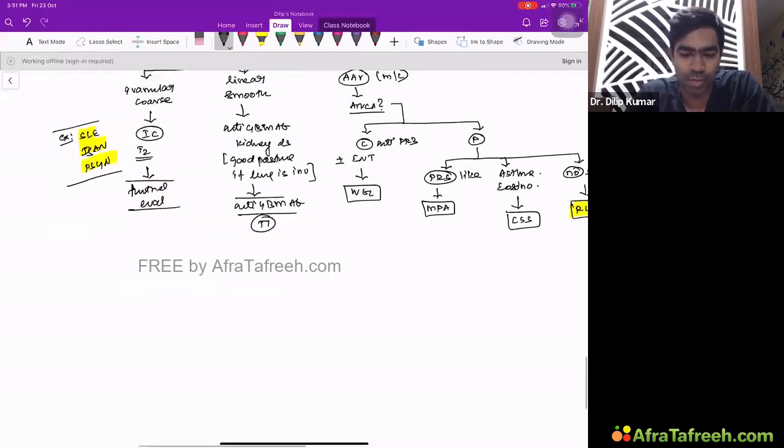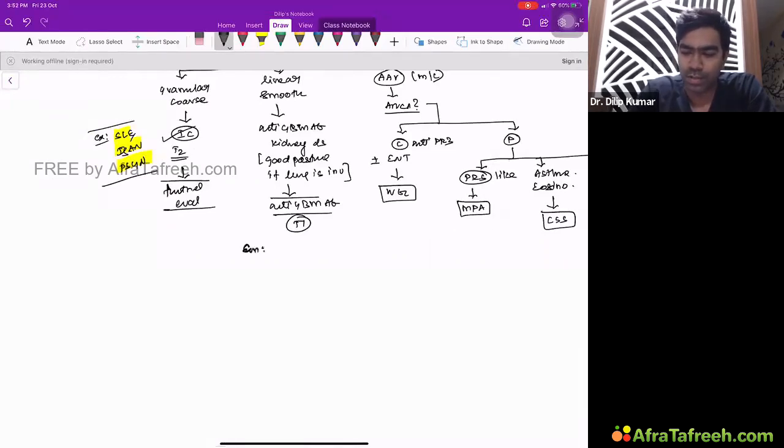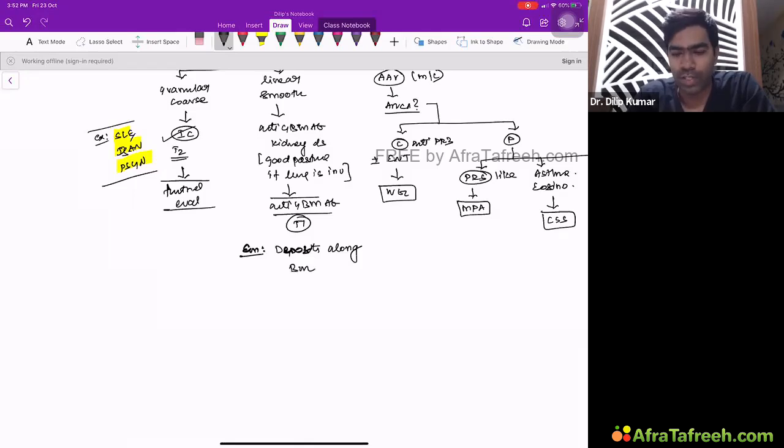For example, immune complex deposits depend on the underlying problem, so that you will get that particular electron microscopy finding. Similarly, in anti-GBM antibody disease, you will see deposits along the GBM in electron microscopy. There will be electron dense deposits. These are antigen antibody complexes, deposits along the basement membrane, and that's what you will see in electron microscopy.